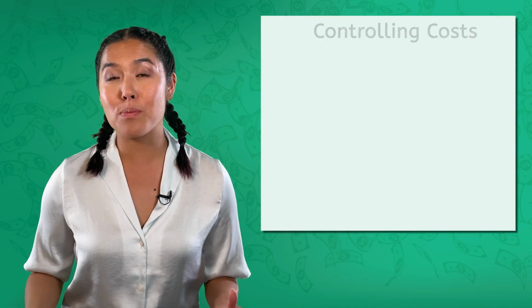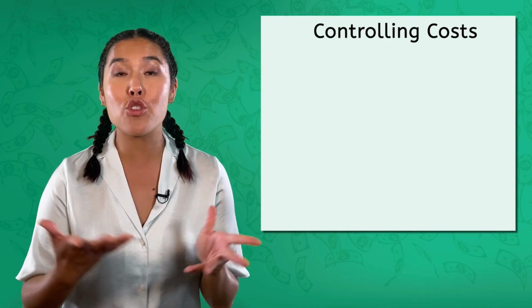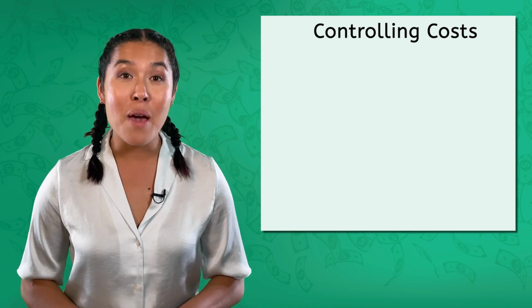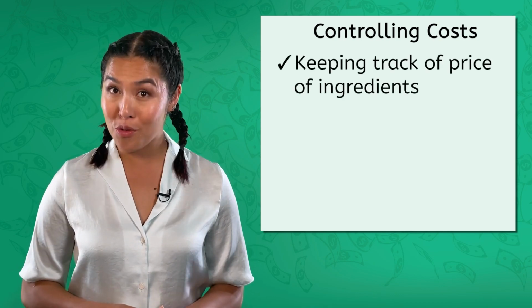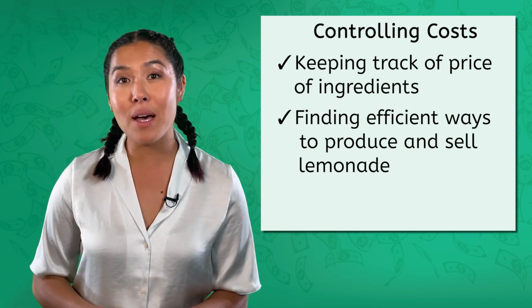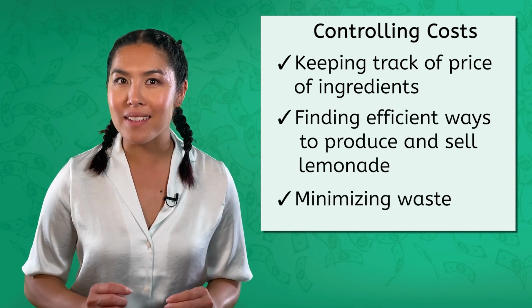And while Mia has put a lot of effort into increasing her revenue, she's also kept up with controlling costs by keeping track of the price of ingredients, finding more efficient ways to produce and sell lemonade, and minimizing waste.